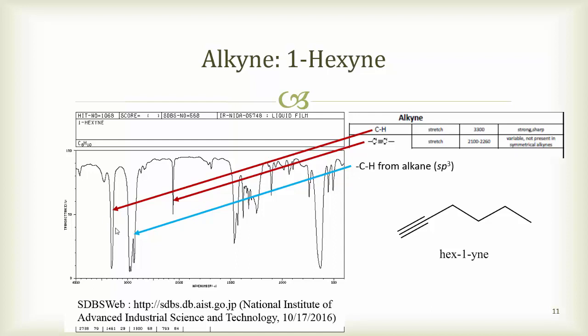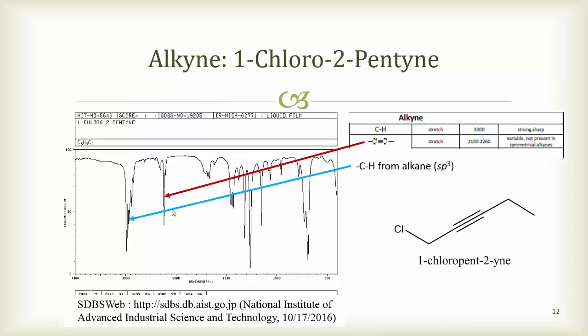Another peak that would have to show up in conjunction with that one, if it were truly a terminal alkyne, would be the carbon-carbon triple bond right here. And this usually shows up around 2100 to 2260 wave numbers in the triple bond region. So you'd have to have both of these peaks present if you were dealing with a terminal alkyne.